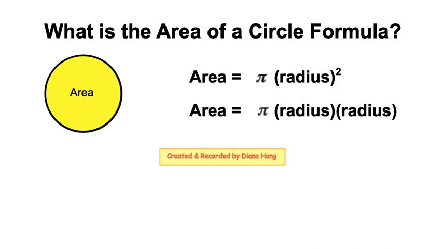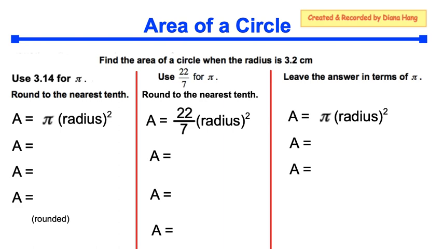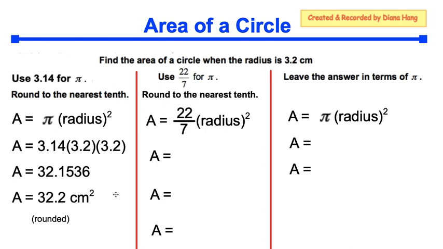Let's take a look at our first example. We know that the radius of this circle is 3.2 centimeters. The first value of pi we're going to use is 3.14. Follow the area formula, pi times radius squared. Substitute your values, grab a calculator, and make sure you round to the nearest tenth. So that would be 32.2 centimeters squared.